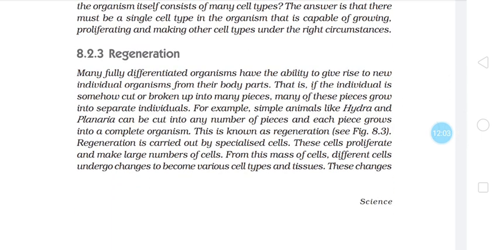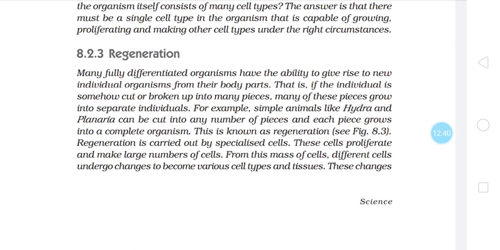Regeneration. Many fully differentiated organisms have the ability to give rise to a new individual organism from their body parts. That is, if the individual is somehow cut or broken up into many pieces, many of these pieces grow into separate individuals. For example, simple animals like Hydra and Planaria can be cut into any number of pieces, and each piece grows into a complete organism. This is known as regeneration.